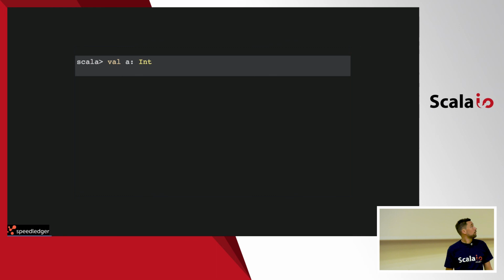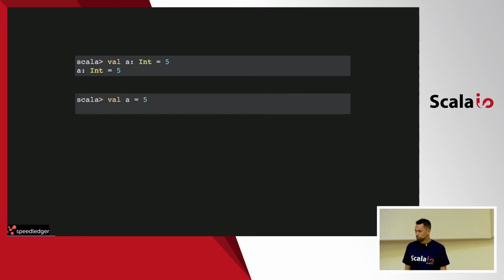So if we add the type and give it a value of 5, we see that, yeah, we get a variable a that has the type int and then value 5. So we can do the same thing, but we can remove the type, because Scala has type inference. So there are a couple of characters that you don't need to write, and especially a couple of characters that you don't need to read, because it doesn't really affect the flow. You'll get exactly the same result.